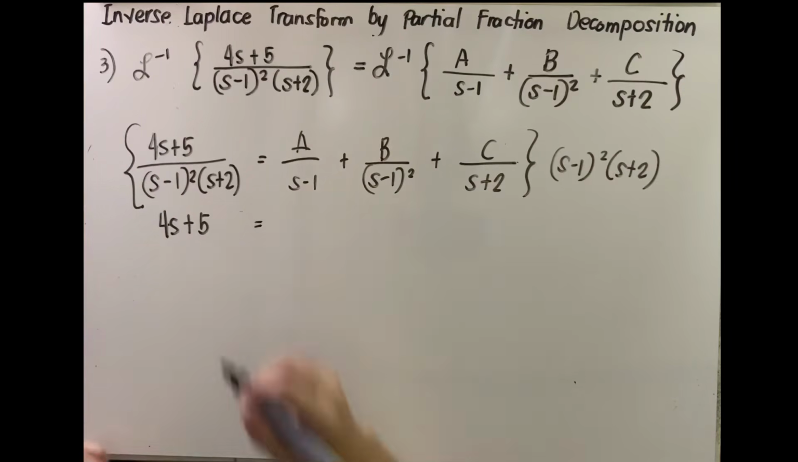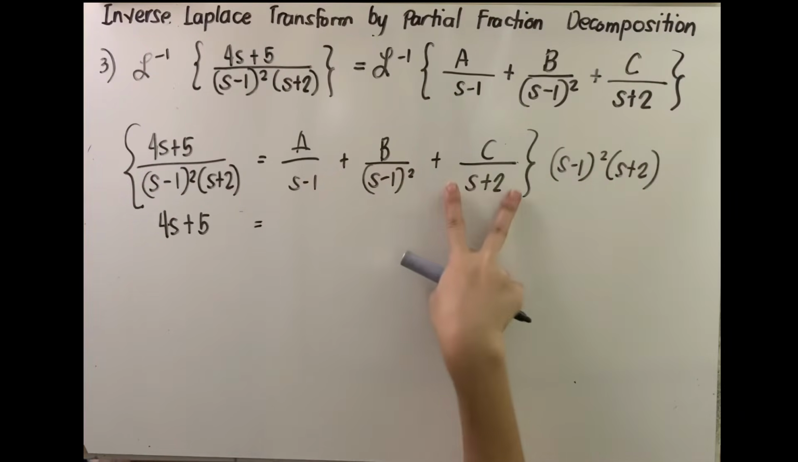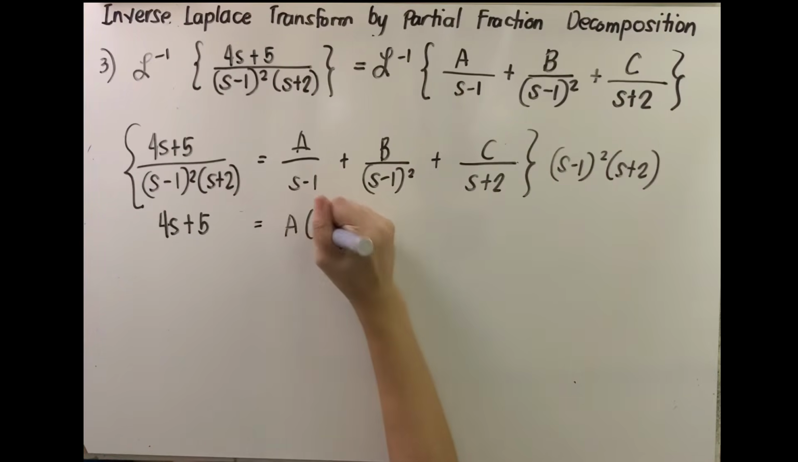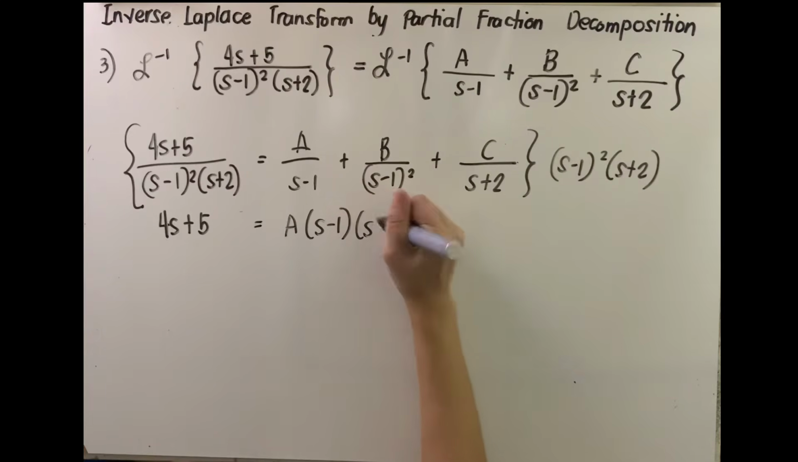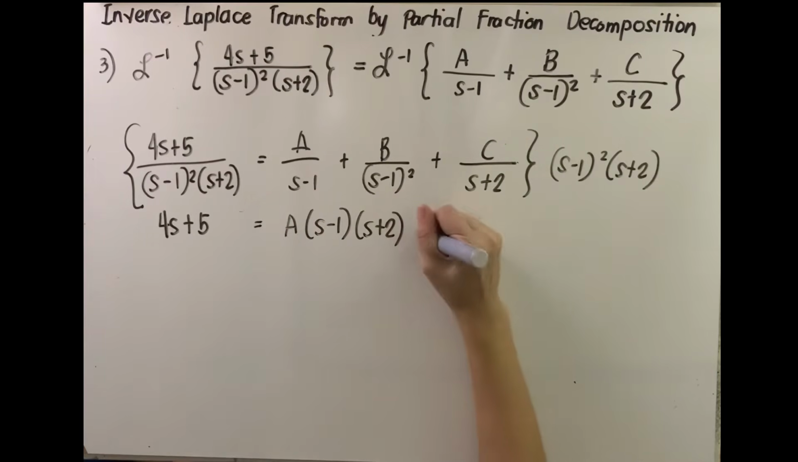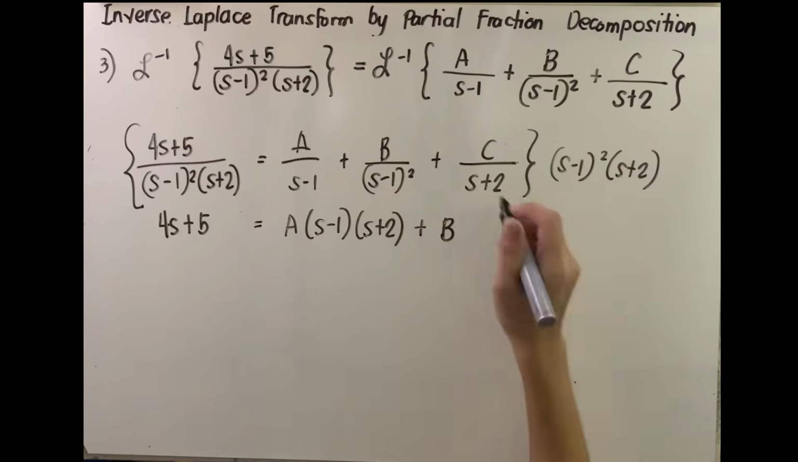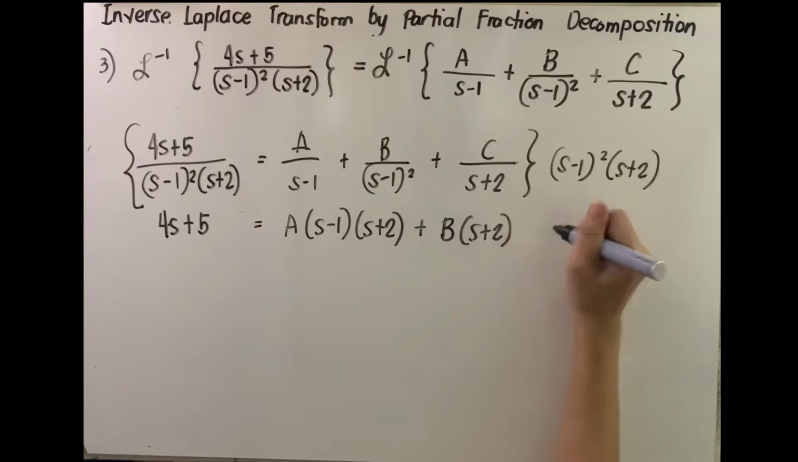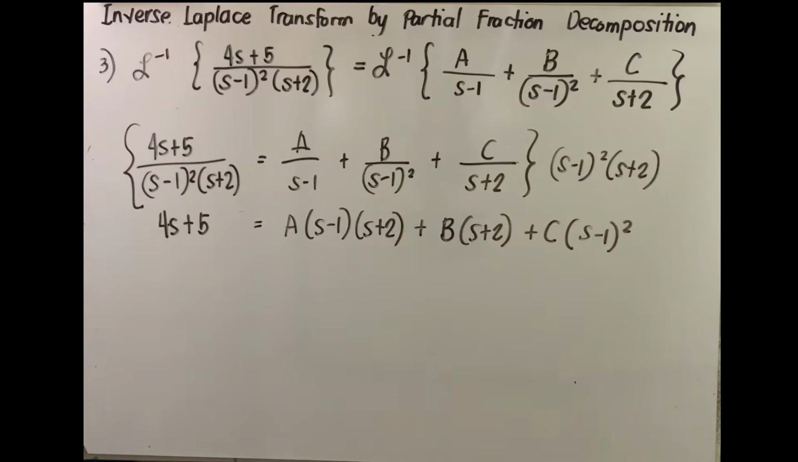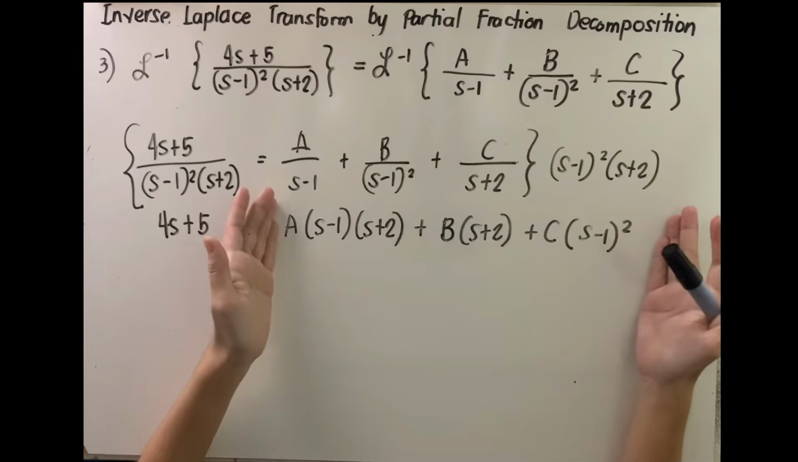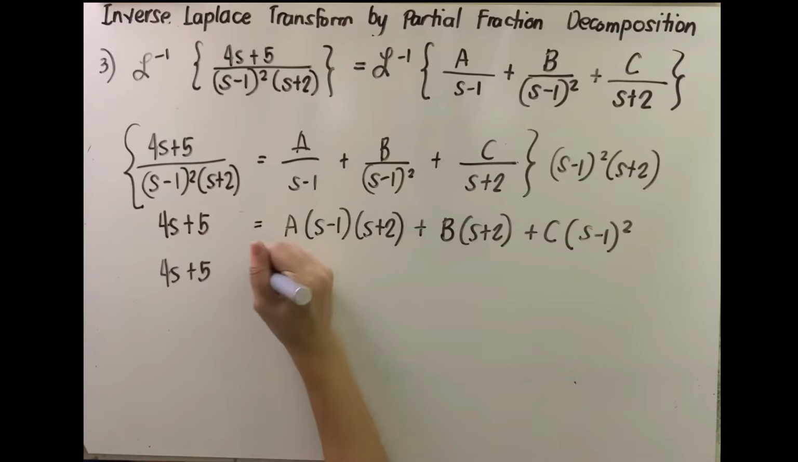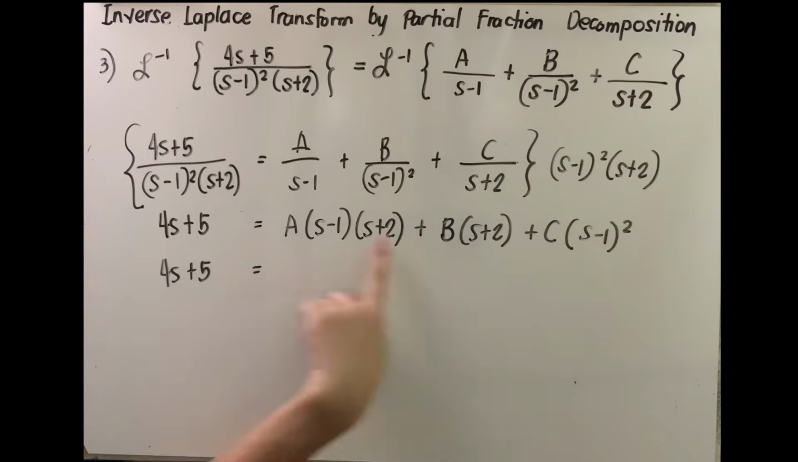And then, that would be equivalent to, so distributing this to every term, you will have A times S minus 1 times S plus 2, right? Maka-cancel yung isang S minus 1. And then plus B, cancel si S minus 1 squared times S plus 2. And then you have C times S minus 1 squared, cancel si S plus 2. Afterwards, ganun ulit. Expansion on the right side, you have 4S plus 5 on the left, ganun pa rin, no changes. But we're going to expand this.